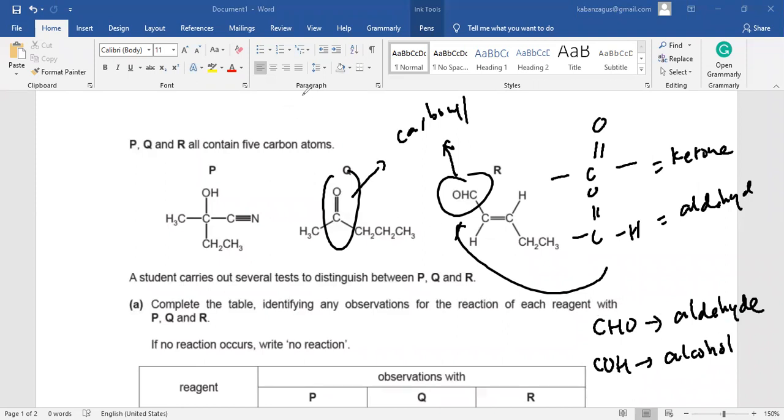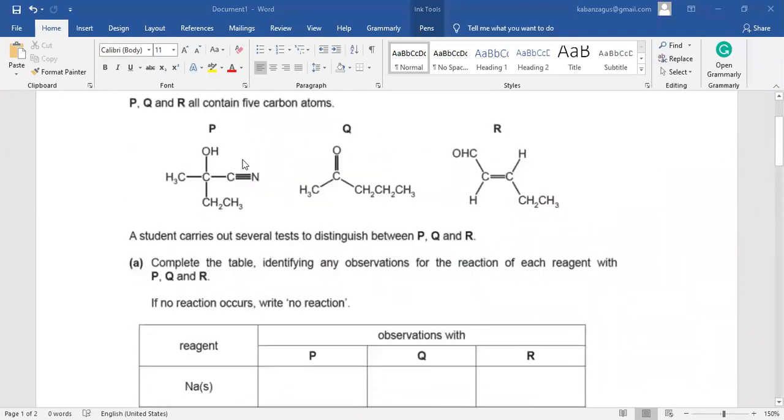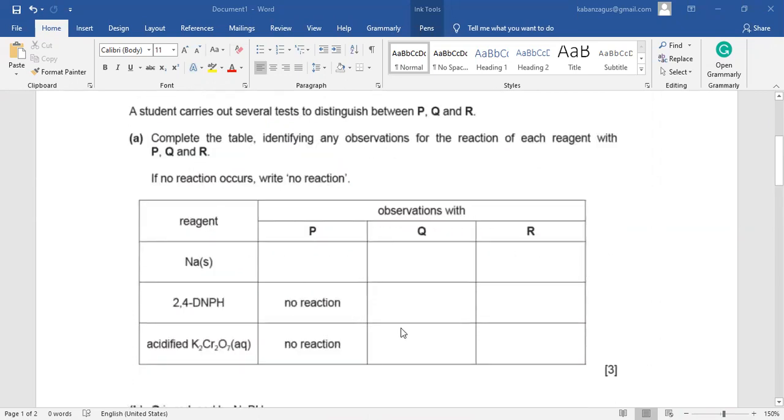It is kind of popular in the paper that you need to be very aware of the specific nomenclature, right? So that's actually the thing that you need to remember. Since P has no carbonyl functional group, P gives no reaction, while Q and R always give you the orange precipitate. All right, both Q and R give you the orange precipitate.